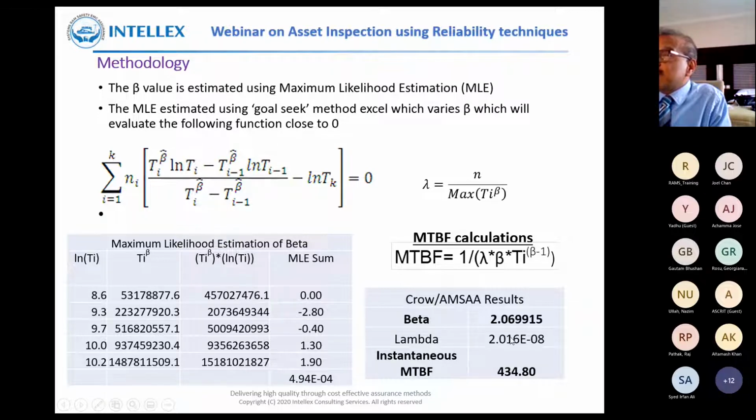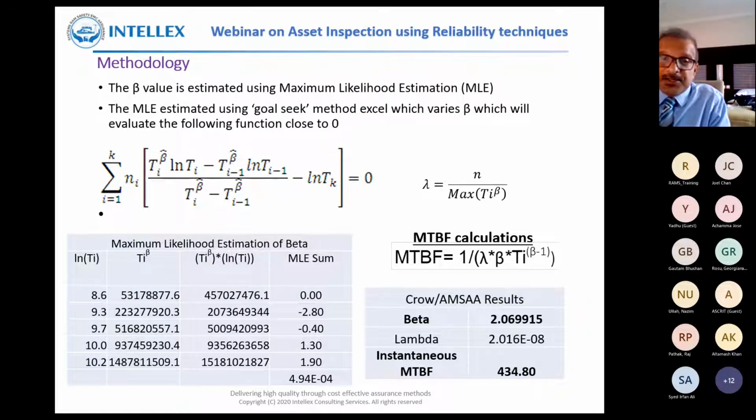And this is the lambda value, which is not the normal lambda you see as a failure rate. It's a scalar parameter. This is calculated from the number of failures and the maximum of this period. Again, you need beta for this. And once you have that, you can calculate the MTBF using this calculation. MTBF is 1 by, this is not our normal MTBF calculation. It's a special calculation for when the failure rate is not constant.